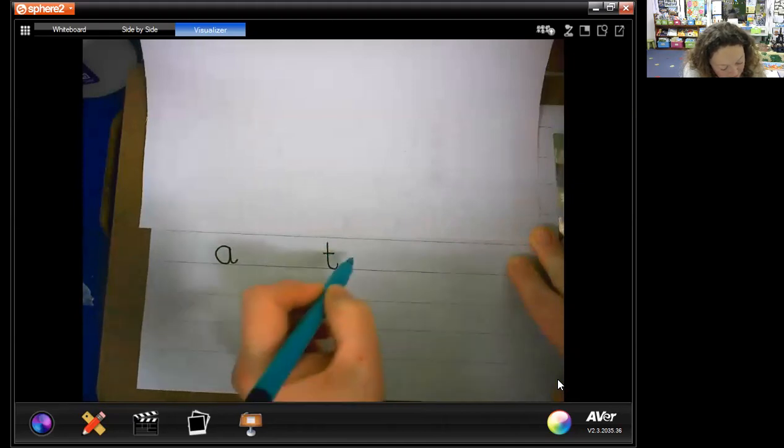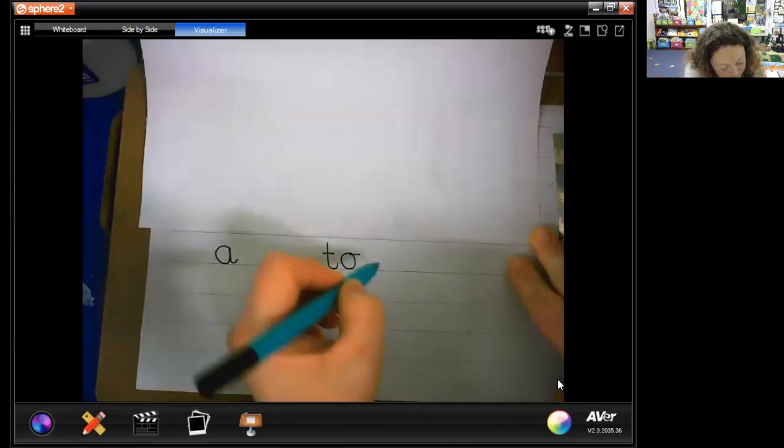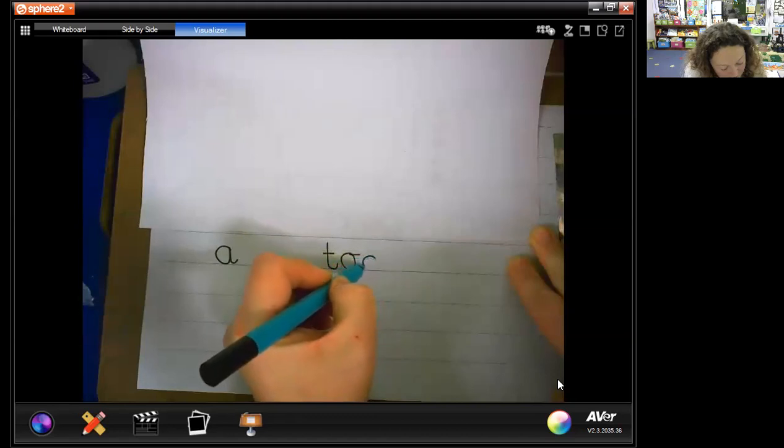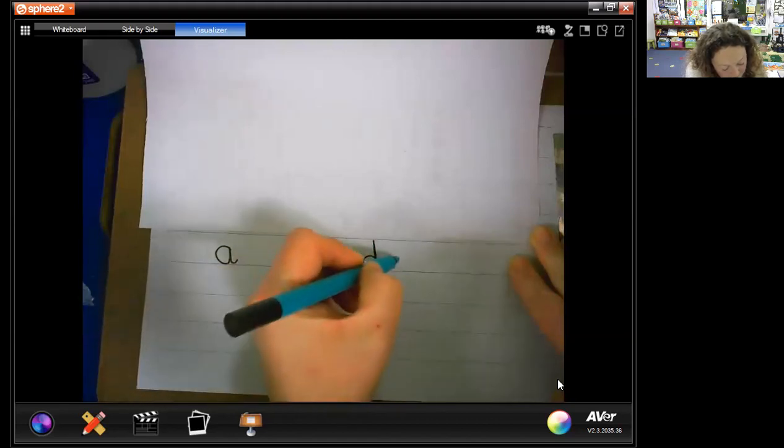We're going to go round, just like we did a moment ago, but this time, keeping my pen on the page, have a little line out. Round, up to the sky, down the same line and flick. Round, up, down and flick.